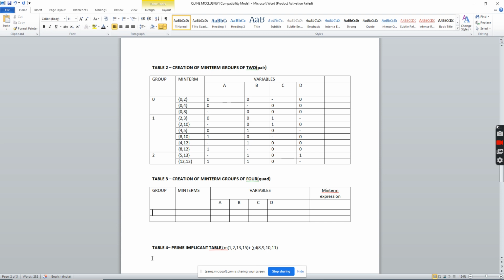So first one will be group 0. In group 0, I'll be forming the table. I will try checking if it is possible. 0, 2, 8, 10, yes, it's possible. So it will be 0, 2, 8, 10. So next one will be dash 0 dash 0. I'll be putting a tick mark over here.